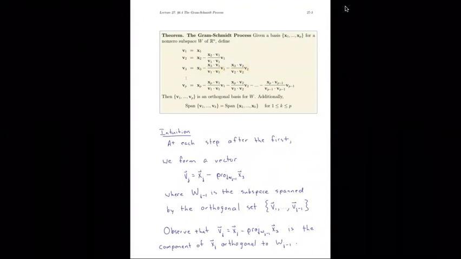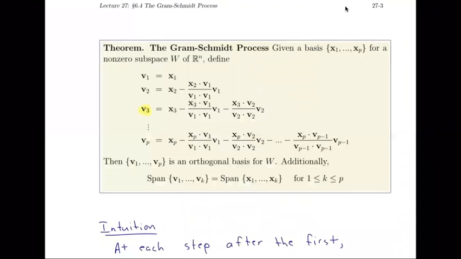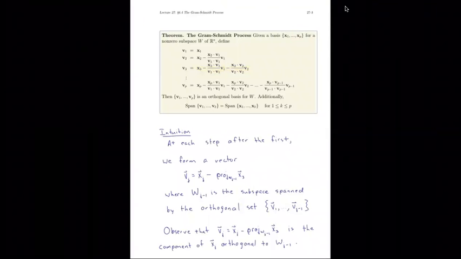Because remember, when we build a new vector, V3, it's got to be perpendicular, or we're trying to subtract from it its projections onto the set of vectors, or the space spanned by the set of vectors previous to it. So that's one note of caution there.